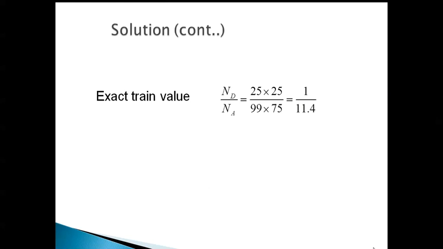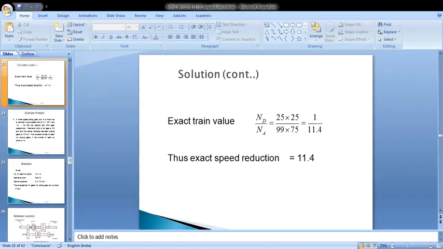So now exact train value is equal to ND by NA equal to TA into TC by TB into TD. TA is 25 and TC is also 25. Then 25 into 25 by TB into TD, that is 95 into 75. Then exact train value is 1 by 11.4, which will be the exact train value for this problem.